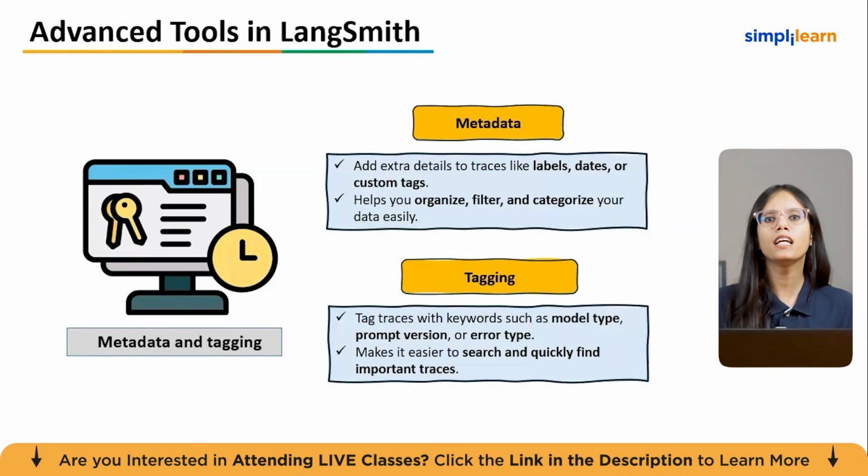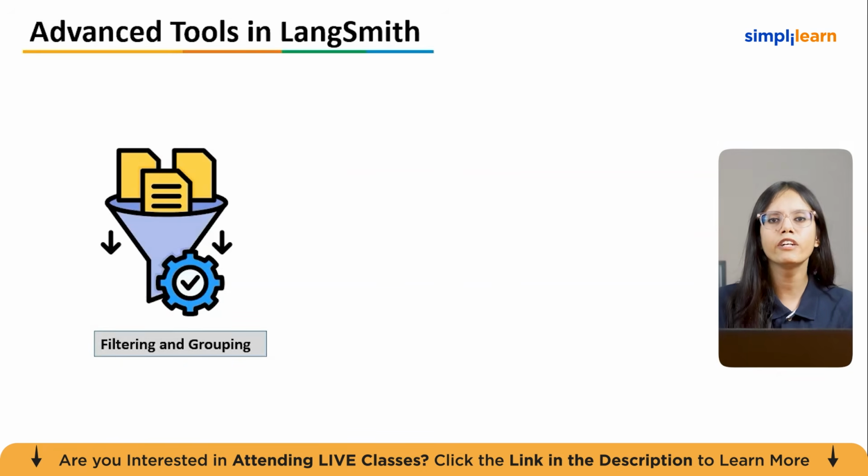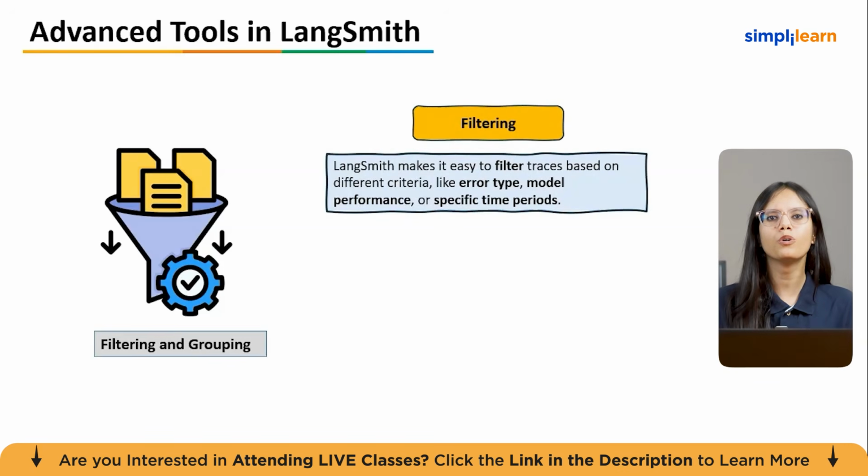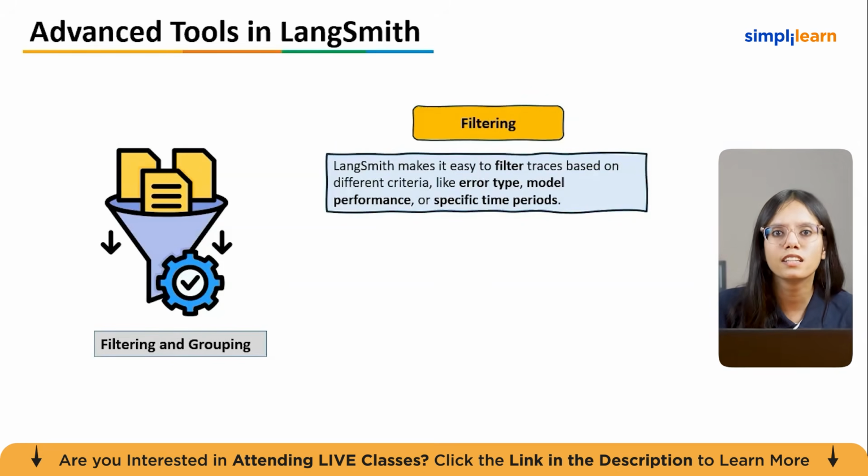This lets you quickly search through your traces and focus on the ones that matter. Now, one of my favorite features is filtering and grouping. As your project grows, you will have a lot of data to analyze. LangSmith makes it easy to filter traces based on different criteria like error type, model performance, or specific time periods.